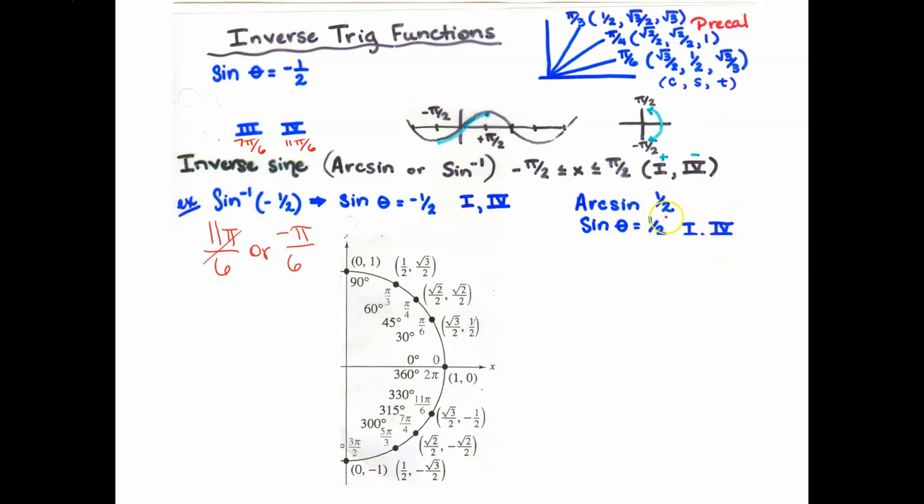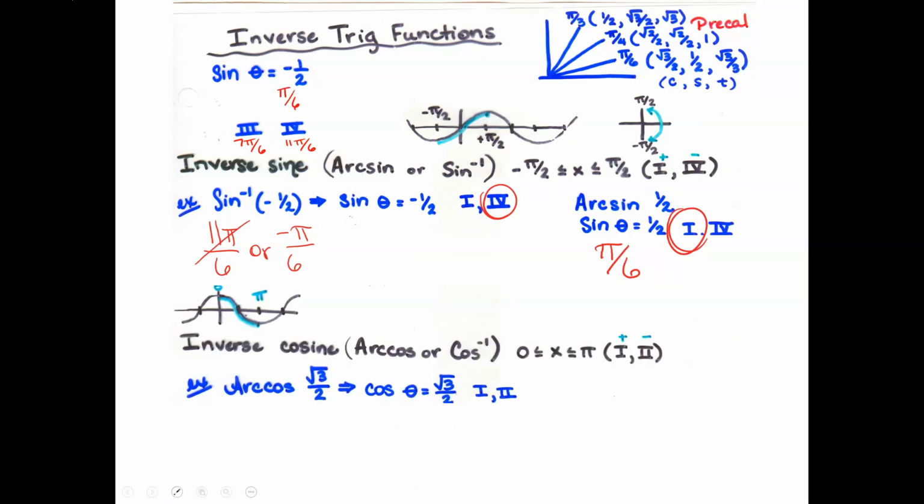So since this is positive, am I going to be in the first or in the fourth? Well, remember, I'm positive in the first and negative in the fourth, so I'm going to be in the first quadrant. So I can come over here and look in the first quadrant and see where sine is equal to positive 1/2, and that is going to be at pi over 6.